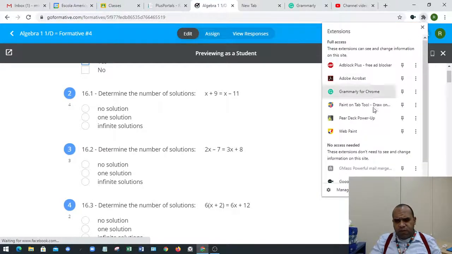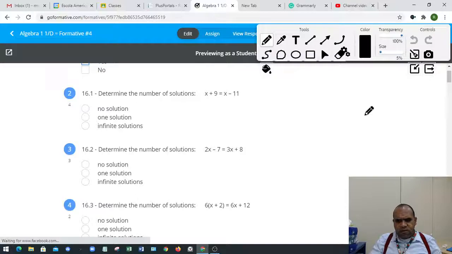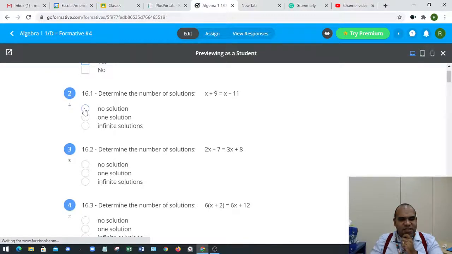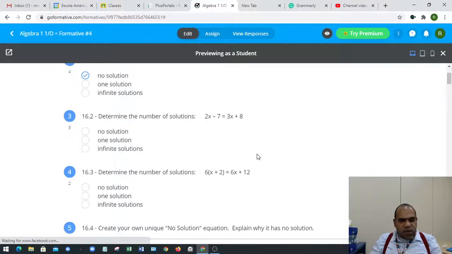I will use the web painting to solve this one. Right now I move this x by its opposite, which is negative x, and goodbye to this x here. x minus x is 0, and I got 9 equals negative 11. Is this statement true? No. Then I'm talking about no solution. Great. Done.